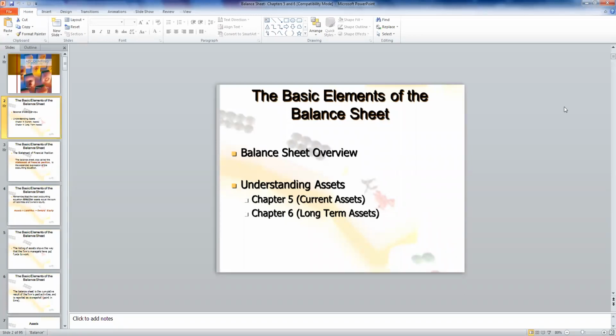We're going to focus on the balance sheet in week 5 and week 6. So week 5, we're going to cover chapters 5 and 6 in the textbook, which focus on the asset section of the balance sheet.